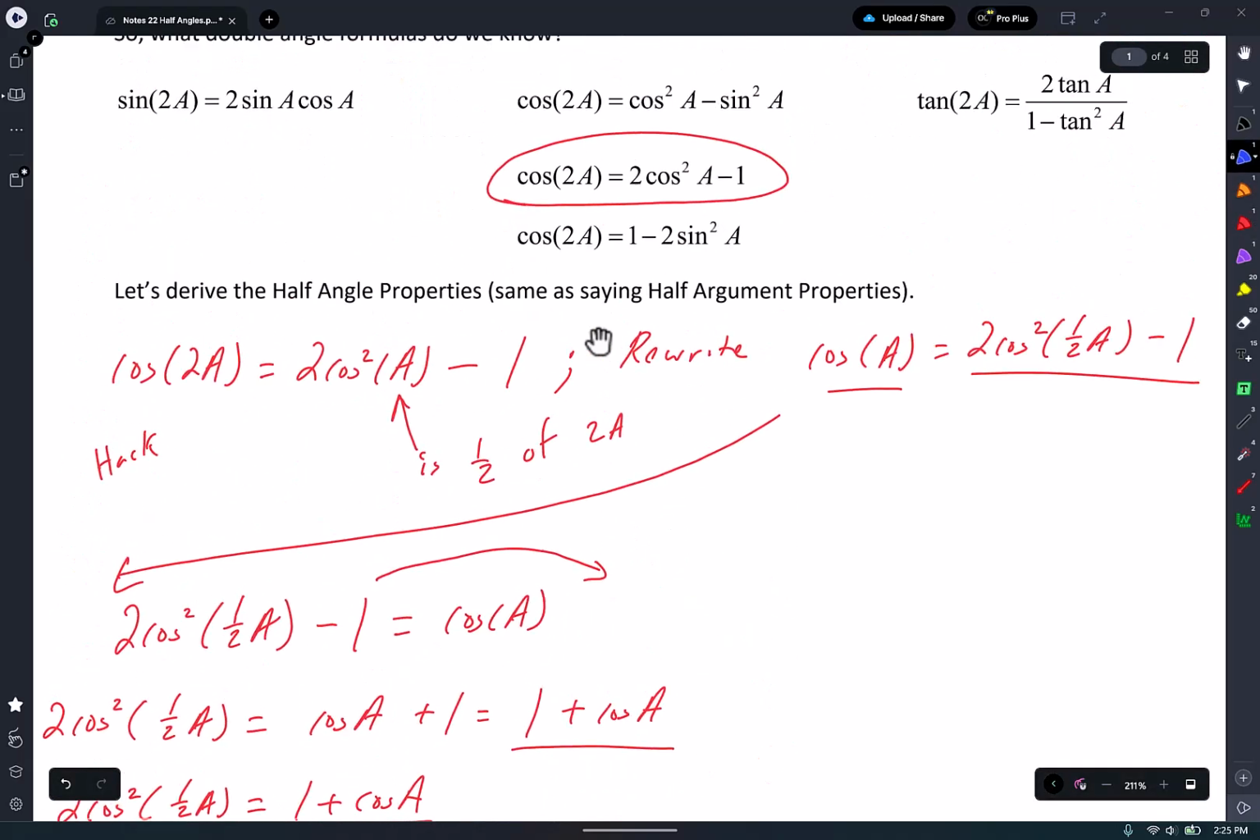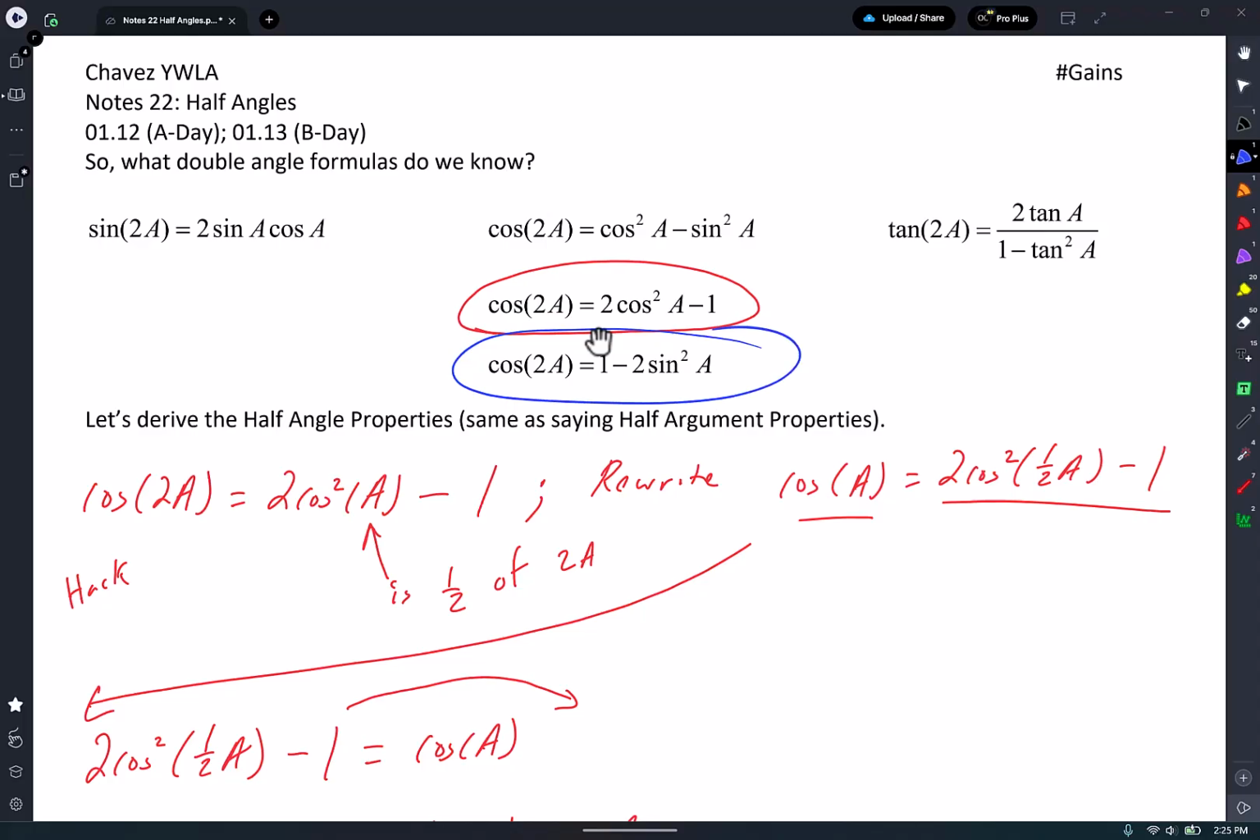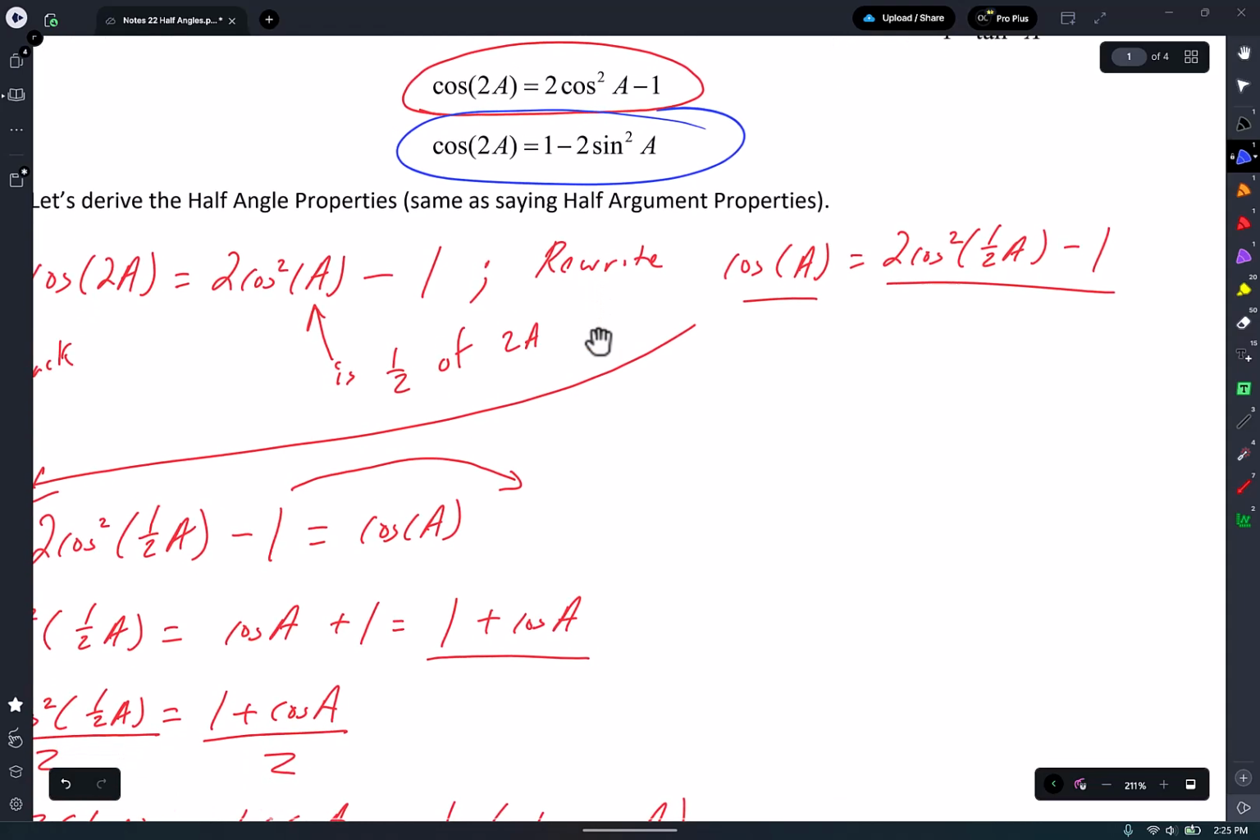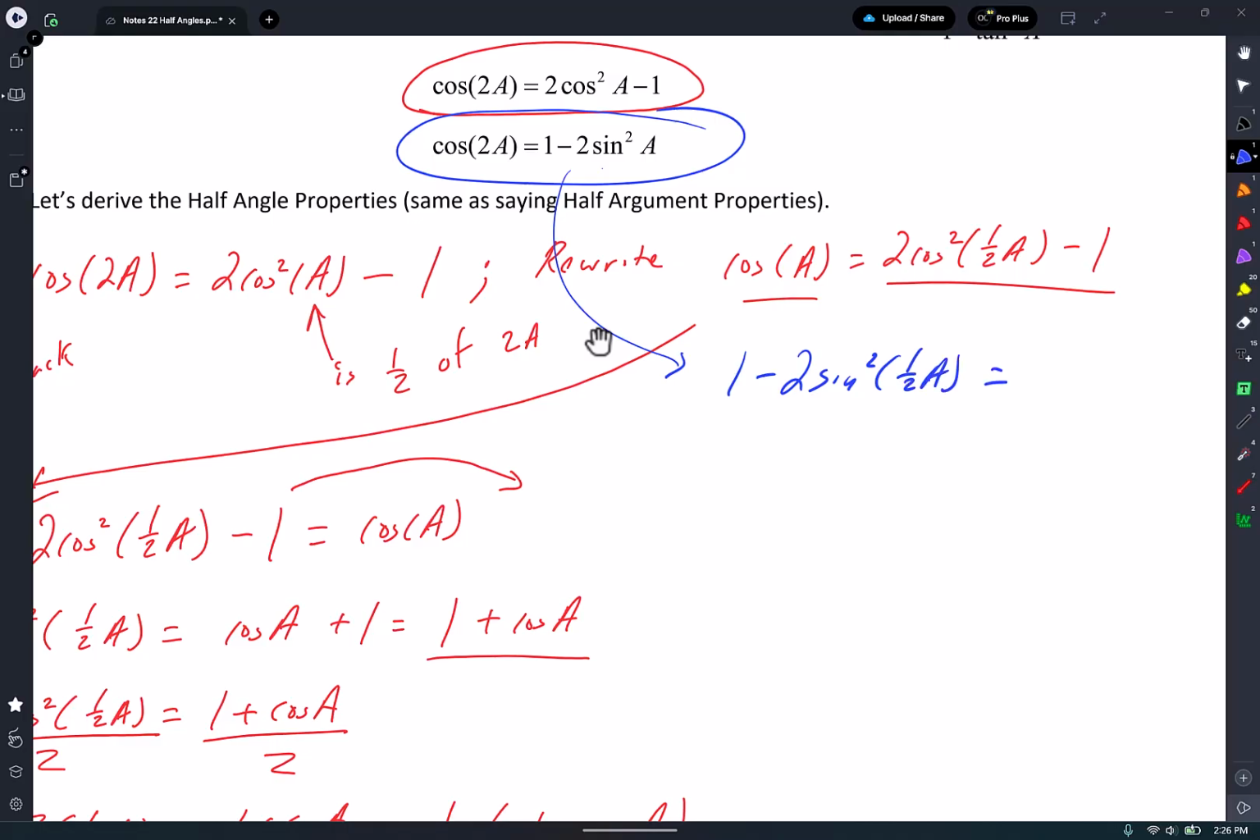I'm going to put this one in blue. I am focusing on that one because I want the half angle for sine. So I'm going to rewrite. So here we go. I'm rewriting it and I'm putting it right here. I'm going to write 1 minus 2 sine squared of half A equals sine of A. I rewrote it, guys. Angle A is half of 2A. Oh, and that says cosine 2A. How come you guys didn't tell me?